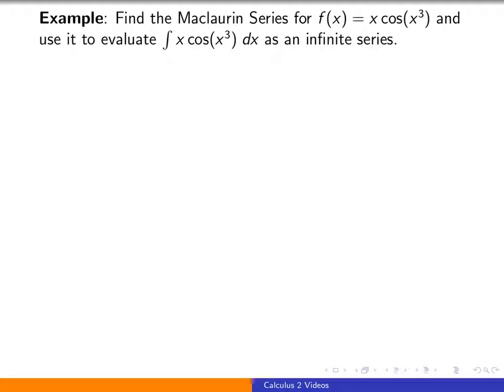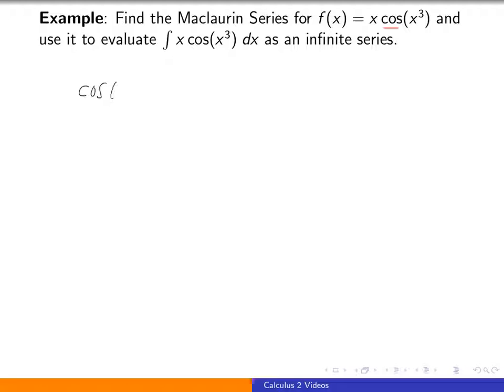So a very typical question. Find a Maclaurin series for some given function, and then use that Maclaurin series to evaluate some integral in terms of an infinite series. So let's start off with x cosine of x cubed. So we're going to begin with kind of the building block here. We're going to think cosine is a function with a common Maclaurin series.